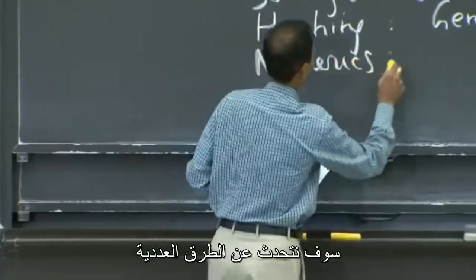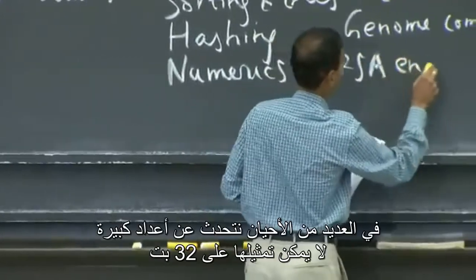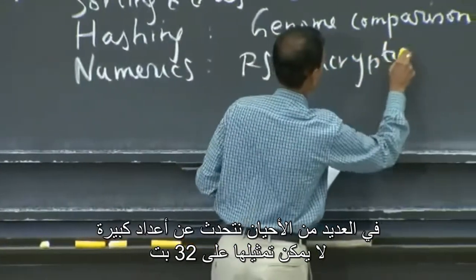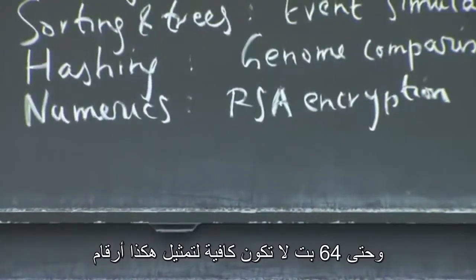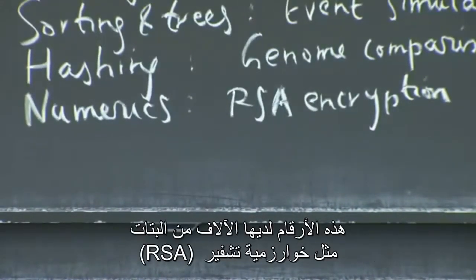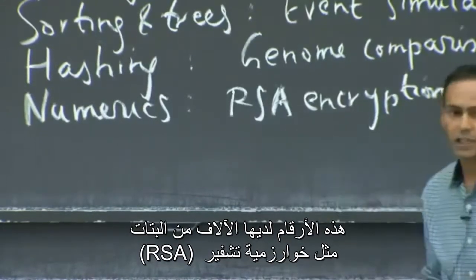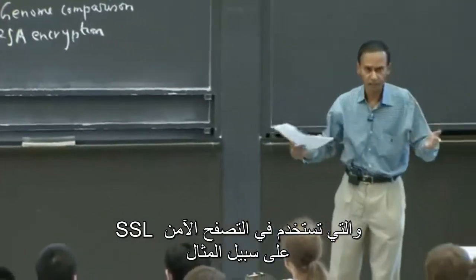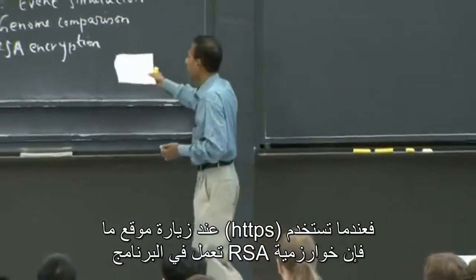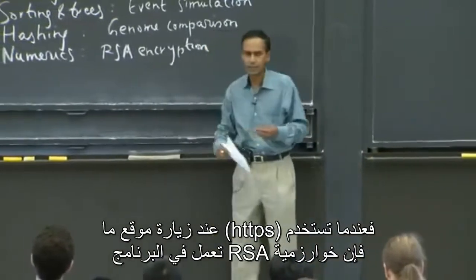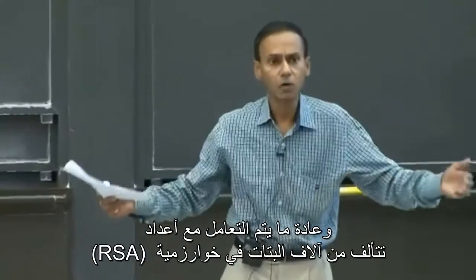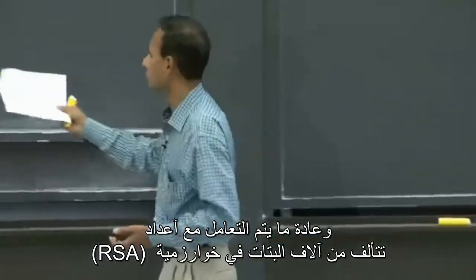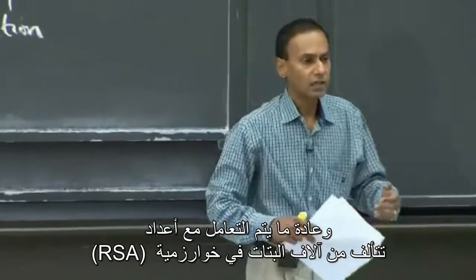We will talk about numerics. A lot of the time, we talk about such large numbers that 32 bits isn't enough, or 64 bits isn't enough to represent these numbers. These numbers have thousands of bits. A good example is RSA encryption that is used in SSL, for example. And when you use HTTPS on websites, RSA is used at the back end. And typically, you work with prime numbers that are thousands of bits long in RSA. So how do you handle that?